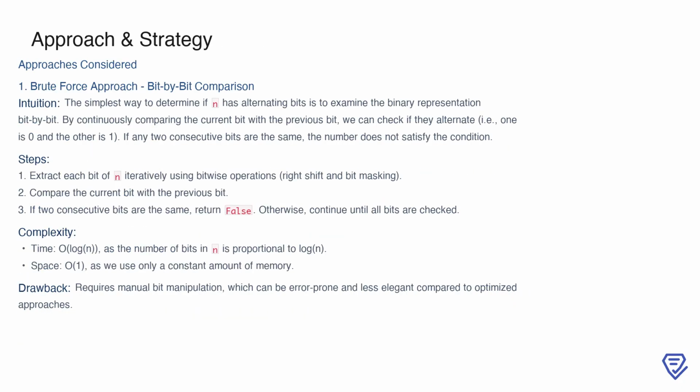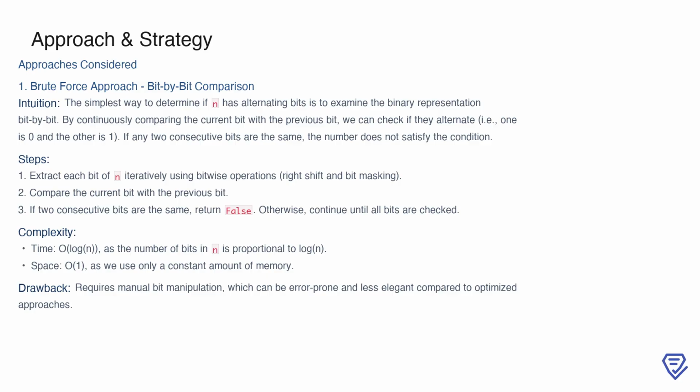To solve this problem, one straightforward way to verify if a binary number has alternating bits is by checking each bit individually. This is known as the brute force approach, where we compare each bit to the one before it. If two consecutive bits are the same, the number fails the condition. To implement this, we use bitwise operations like right shift to extract each bit and bit masking to isolate it. By iterating through the binary representation of the number, we compare the current bit with the previous one. If all bits alternate correctly, the number satisfies the condition.